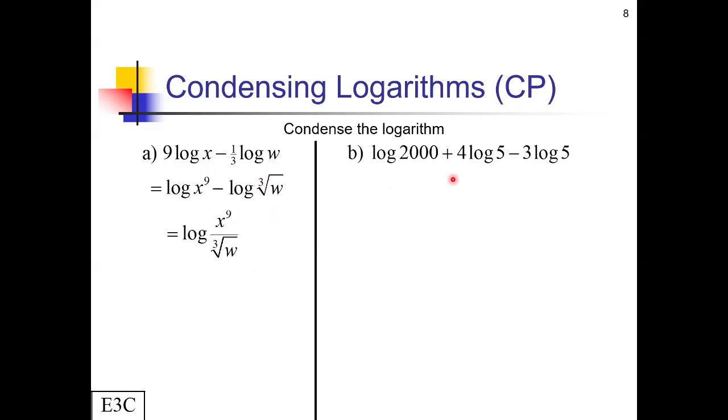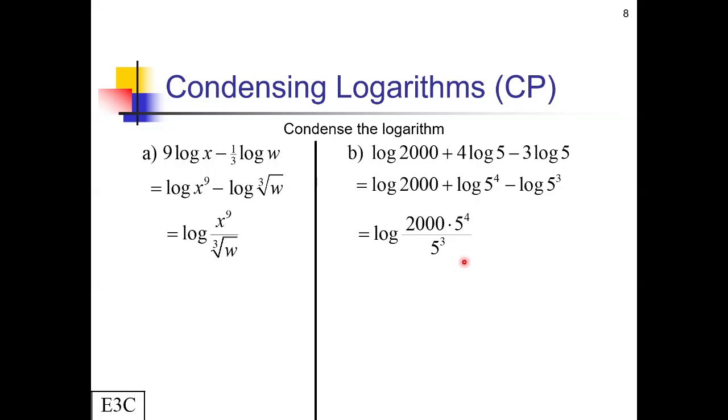Over for this one, part B here, let's pop those exponents in. So this will be log of 5 to the 4th minus log of 5 to the 3rd. And now let's turn addition into multiplication and subtraction into division. So we're going to end up with log of 2,000 times 5 to the 4th. So that whole thing goes in the numerator. And then we have this 5 to the 3rd going in the denominator.